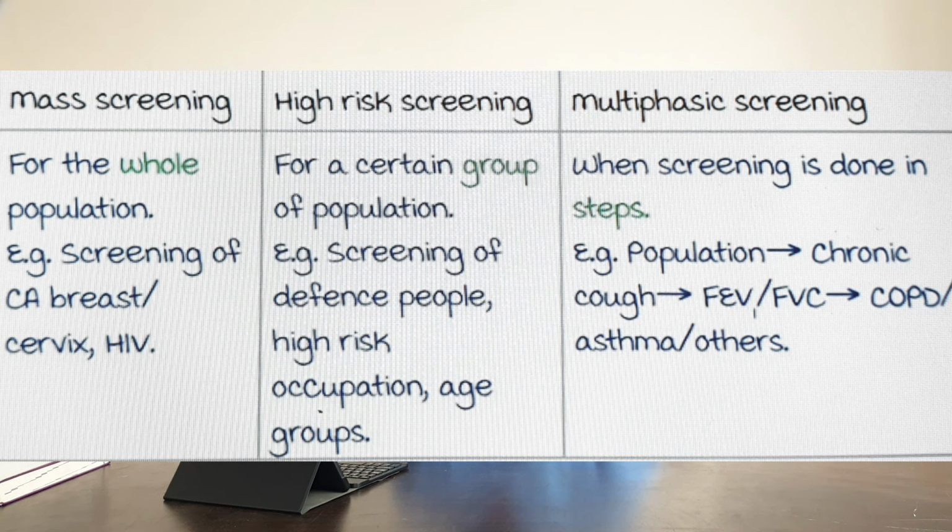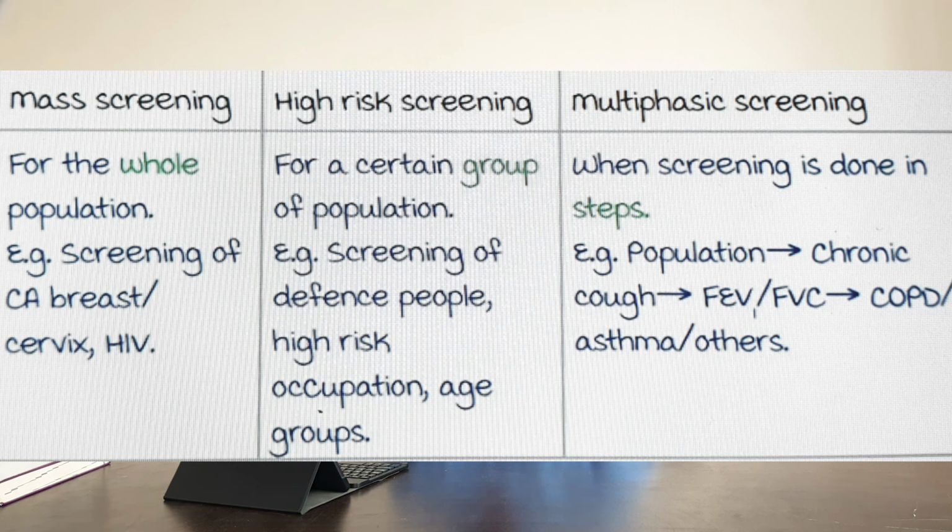The second one is high risk screening. High risk screening is done for a certain group of the population. For example, screening of defense people, like high risk occupation and their age. Screening is done for selective occupation and age. That selective screening is called high risk screening.